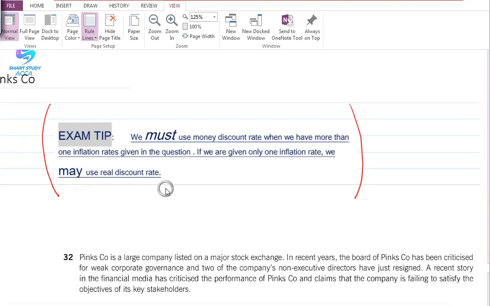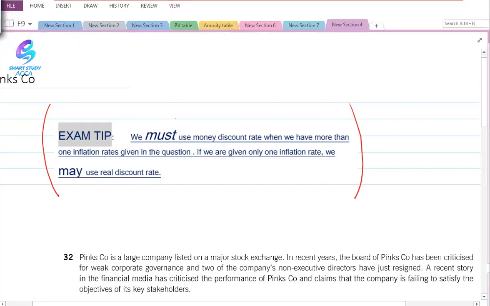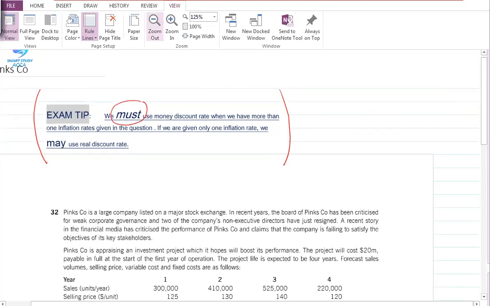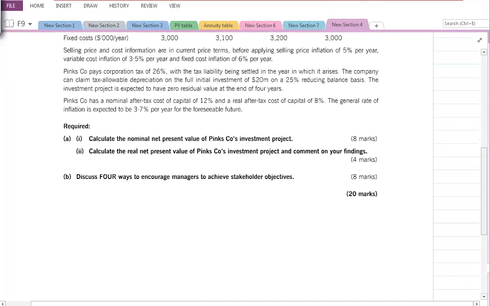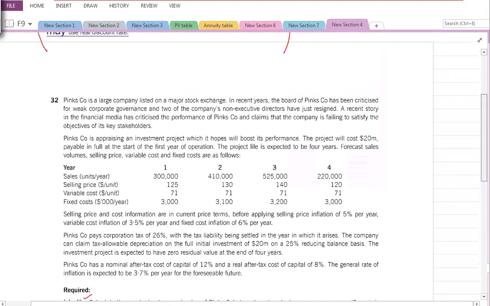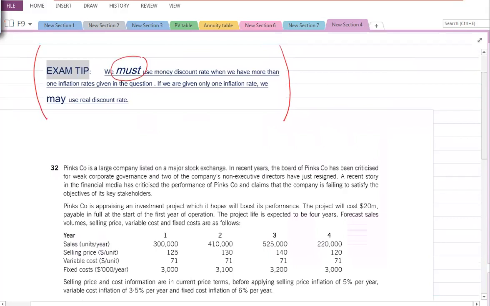And when we have only one inflation rate, we may use real analysis or money analysis. It's an option. This does not mean that we don't have the option to do the same question using real analysis. We can do that, but of course it will be difficult. Now, what is happening in this particular question? The examiner has not given you this choice. The examiner has asked you to calculate the question using nominal analysis or money analysis. And then in the second part, the examiner has asked you to calculate the same question using real analysis. So we are going to do it the difficult way, of course, since we don't have the choice.